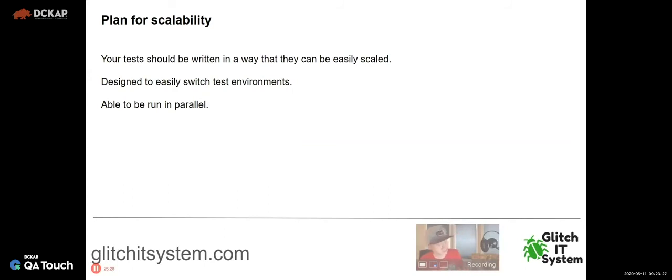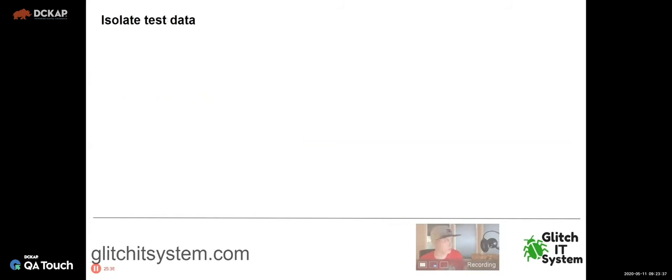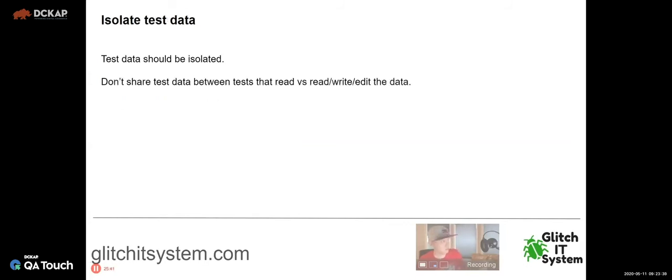All right, plan for scalability. You need to make sure that you can add more tests. You can do things like browser support. You can run things in parallel. All these things are important. All right, so isolate that test data. Use the data for each test.